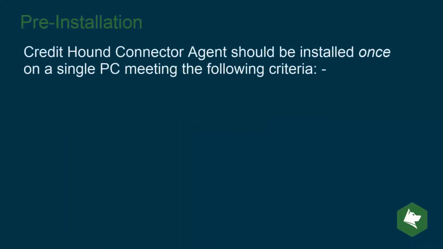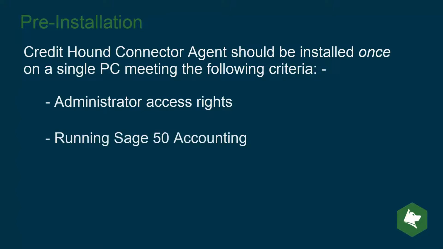The Credit Hound connector agent only needs to be installed once on a single PC. You should ensure the PC you plan to install the agent on meets the following criteria. The PC has administrator access rights. The PC is running Sage 50 accounting. If you have Sage 50 accounting installed on more than one PC, choose a PC that's used frequently, as the computer must be both powered on and connected to the internet for the Credit Hound data synchronization to occur.